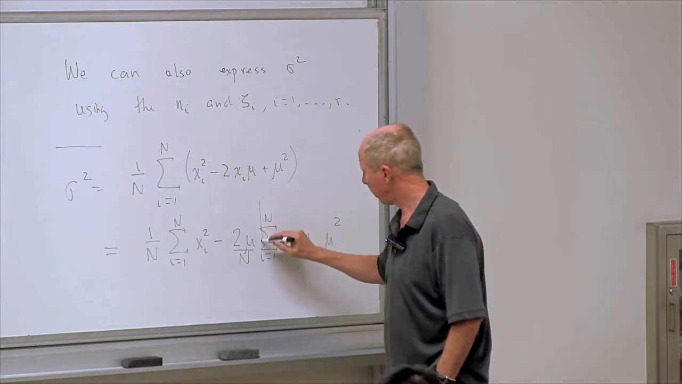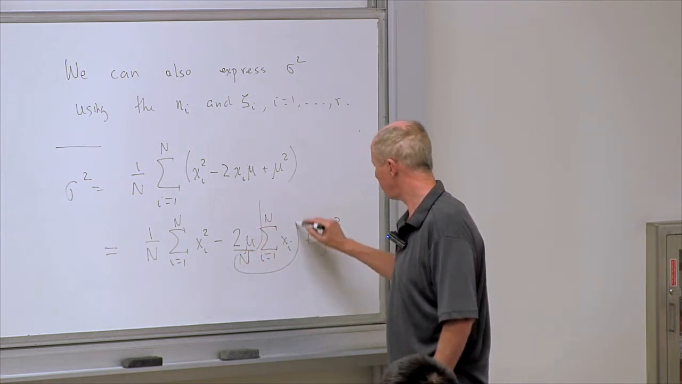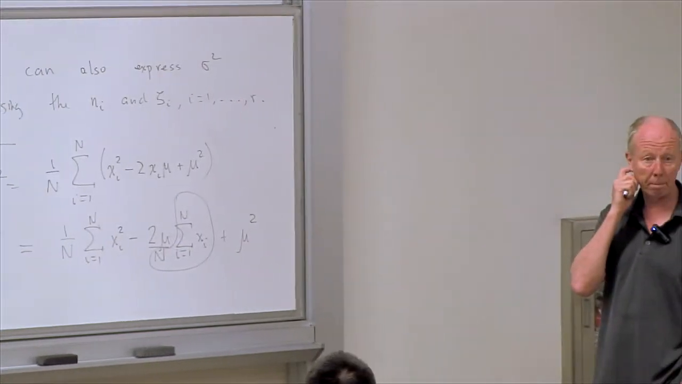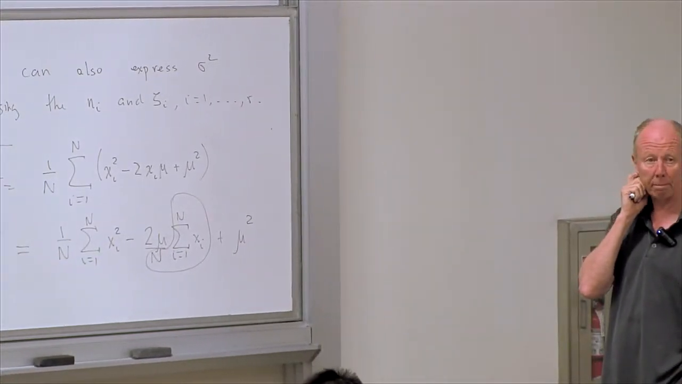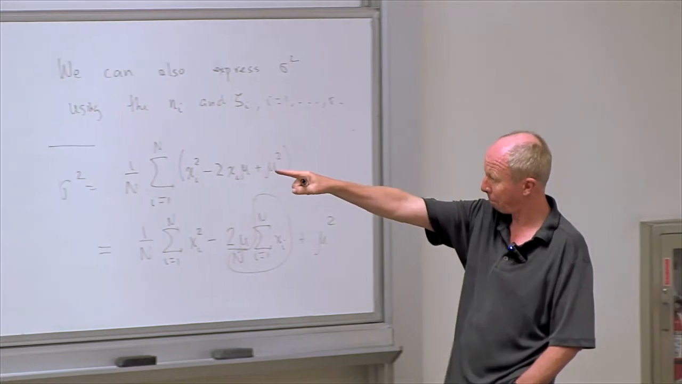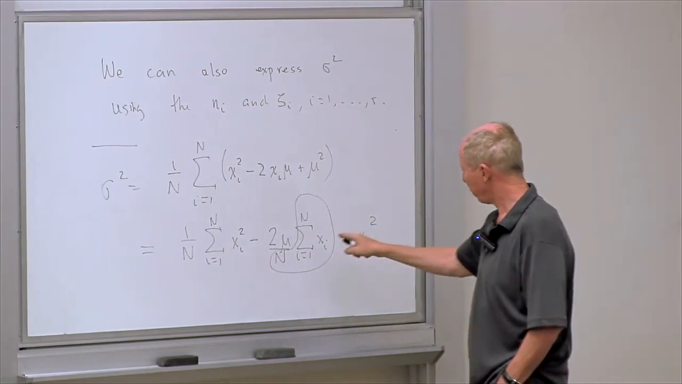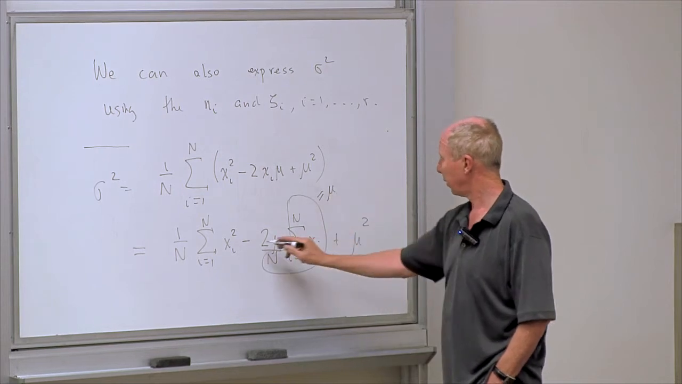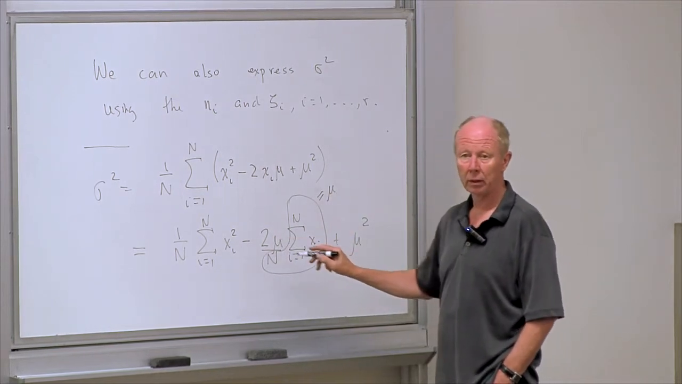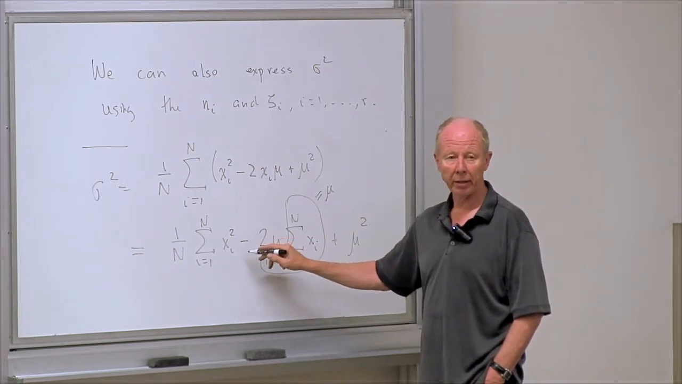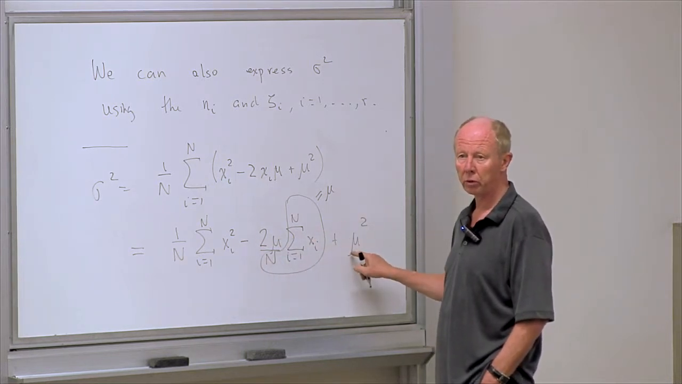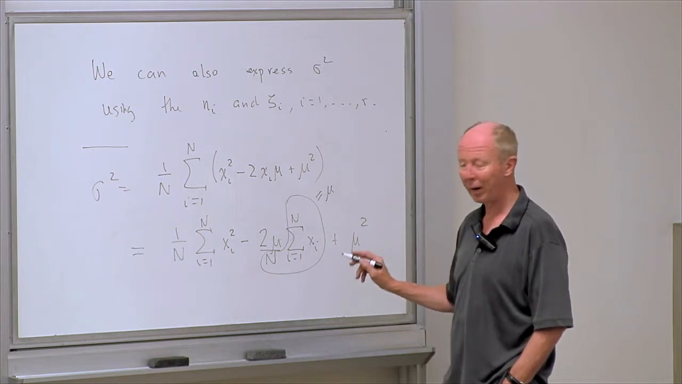And now what is this thing here? That's mu. That's mu, isn't it? So this is mu. And here's 2 times mu with a minus sign. So this is minus 2 mu squared. Plus mu squared is minus mu squared, right?